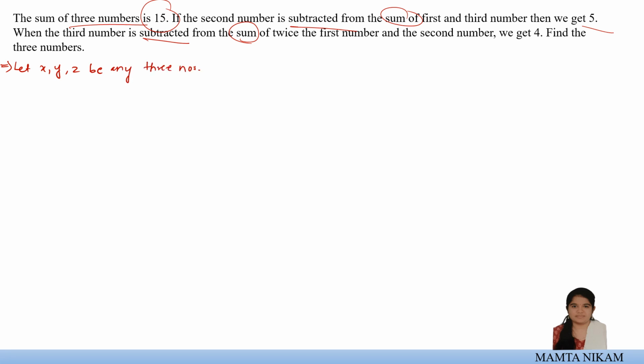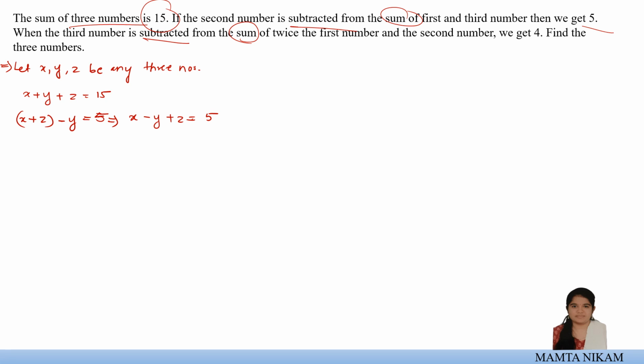From the first statement, what equation do we get? The sum of three numbers is 15, so this is x plus y plus z equals 15. From the second statement, what do we get? The second number is subtracted from the sum of the first and third. So the sum of first and third, that is x plus z, minus the second number is subtracted, and the value we get is 5. Just rearranging the terms, the equation becomes x minus y plus z equals 5.